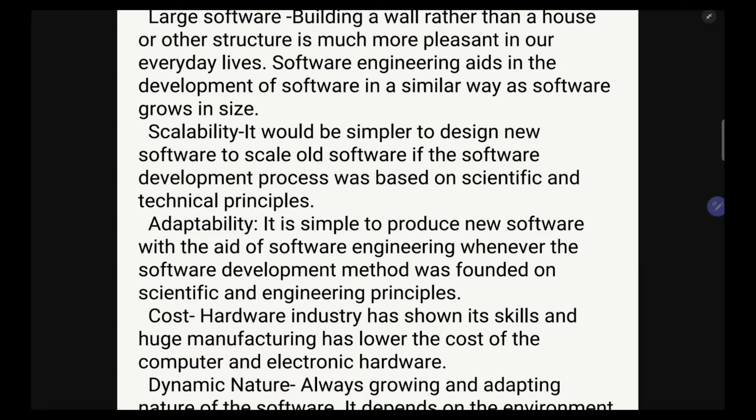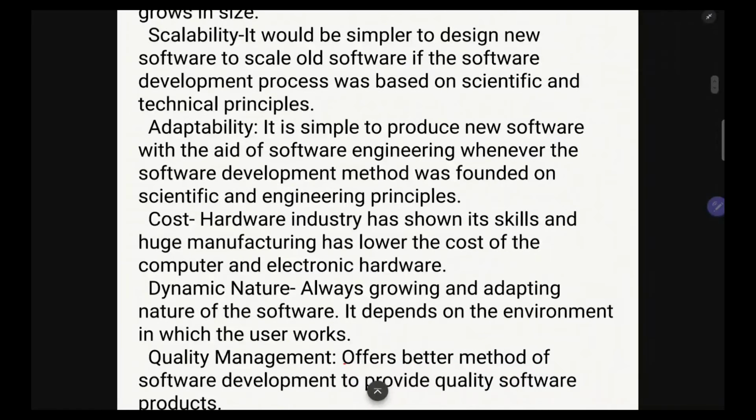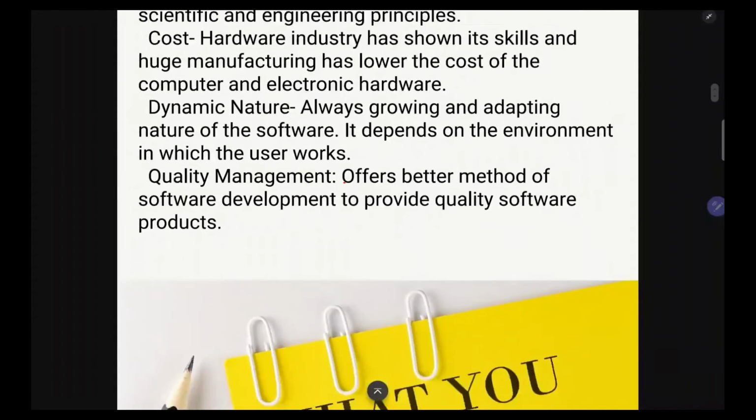Cost of the hardware. Industry has shown its skills and huge manufacturing has lowered the cost of computer and electronic hardware. Dynamic nature, the always growing and adapting nature of the software. It depends on the environment in which the user works. Quality management offers a better method of software development to provide quality software products.